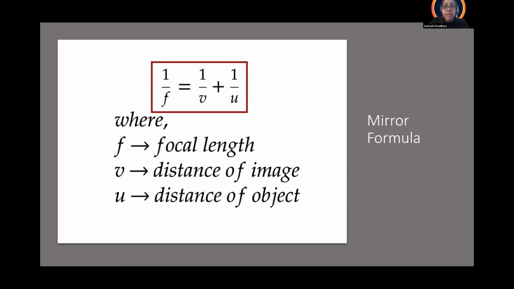Okay, I hope that you have understood. Now we'll also use this particular formula to solve some numericals. And this is the famous mirror formula you might be knowing. That is 1 by f is equal to 1 by v plus 1 by u, where f is the focal length, v is the image distance, and u is the object distance.